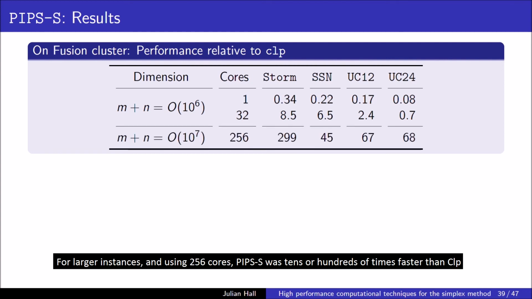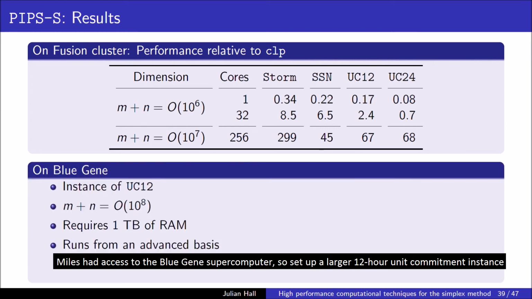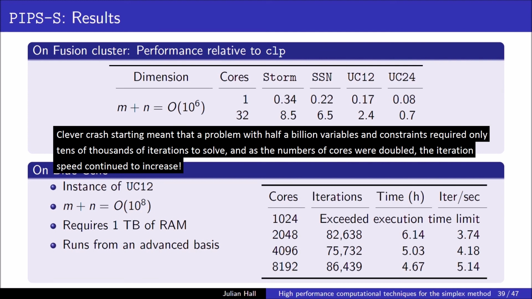For larger instances, and using 256 cores, PIPS-S was tens or hundreds of times faster than CLP. Miles had access to the Blue Gene supercomputer, so set up a larger 12-hour unit commitment instance. Clever crash starting meant that a problem with 500 million variables and constraints required only tens of thousands of iterations to solve, and, as the numbers of cores were doubled, the iteration speed continued to increase.